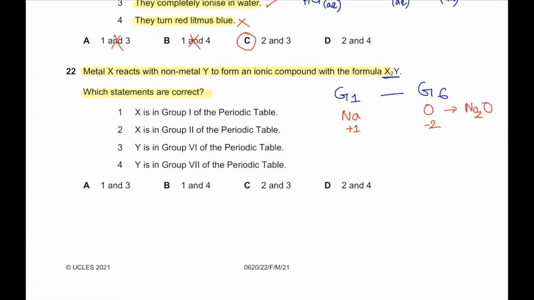By keeping that in consideration, the question says X is in group 1 of the periodic table. Definitely we can see that. X is in group 2 of the periodic table. No. Y is in group 6 of the periodic table. Yes, we can see it is in group 6. Y is in group 7 of the periodic table. No. All right, so point 1 and 3 are correct. So definitely A is the correct answer.